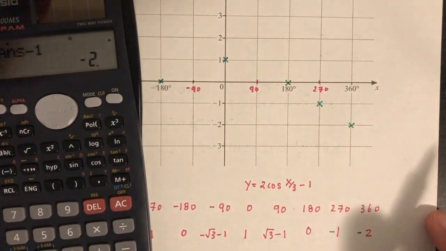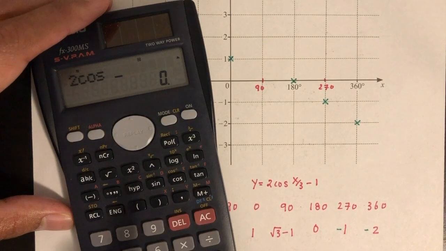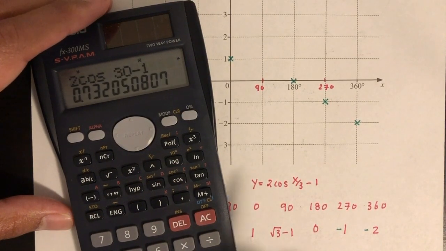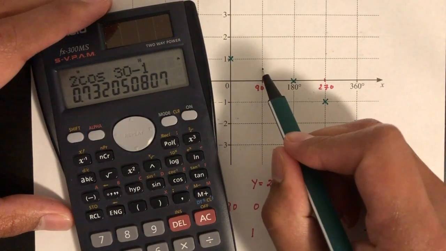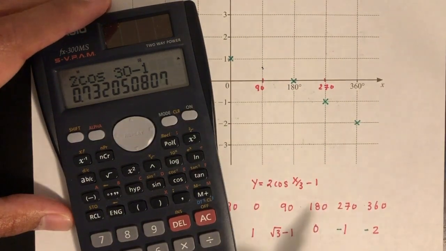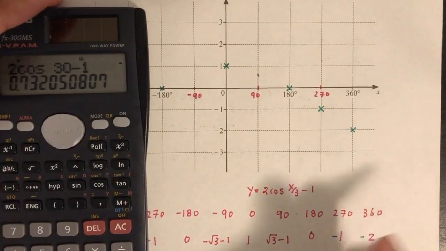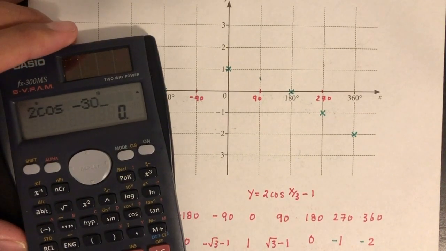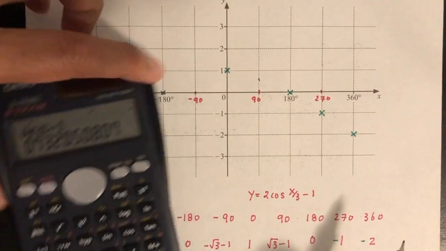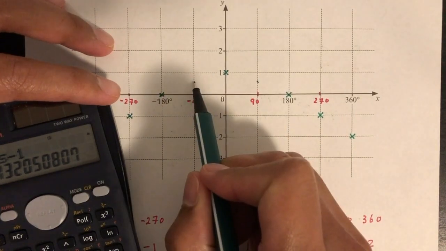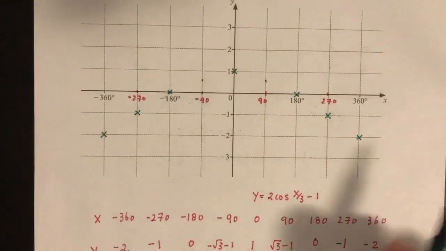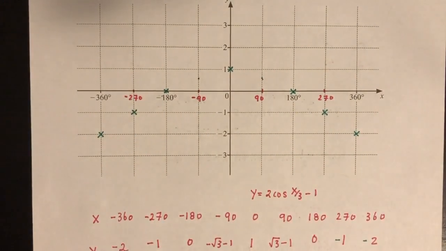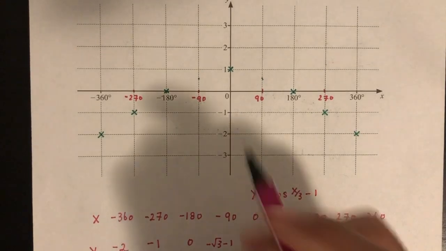So this one will be what? Let's check. So 2 cos of 30 minus 1 will be somewhere around here, 0.7. And then for this one, we'll have minus 90. So 2 cos of minus 30, that will be the same as here. Okay, so now we have all the points that we need to draw the curve. So let's connect the dots.